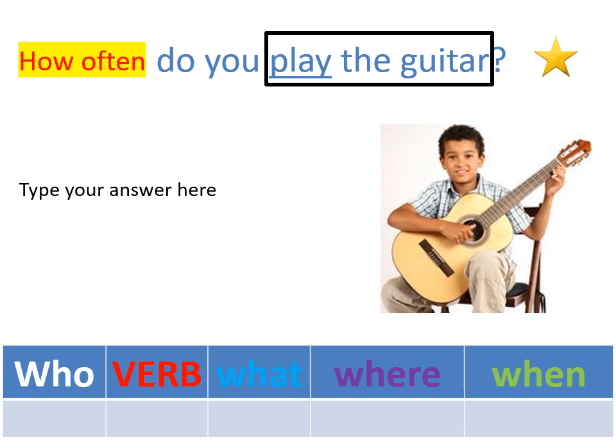So these are the slides that you will use. Okay, each one has a different how often question. Remember, we make a how often question by using a yes or no question. For example, do you play the guitar? And adding how often, this part in yellow, before the rest of it. Okay, you'll type your answer where it says type your answer here. You can use this graphic organizer at the bottom to help you organize your sentence.